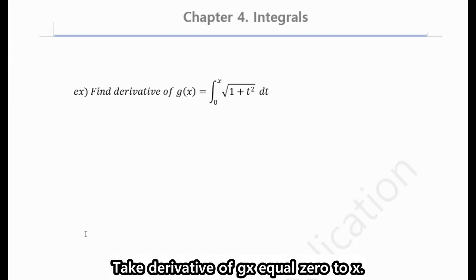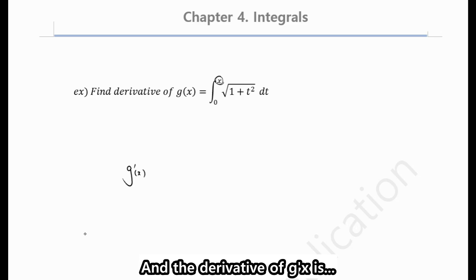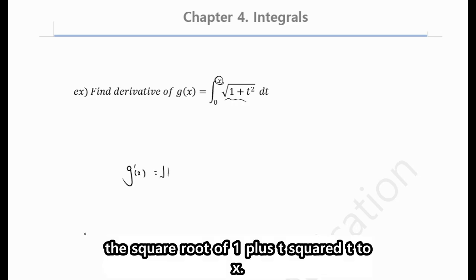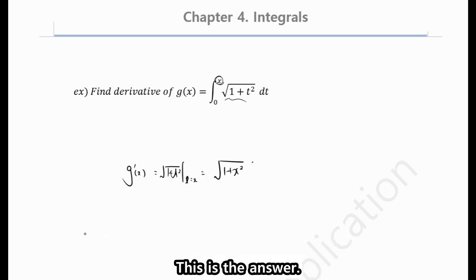So take an example. Take the derivative of g(x) equals the integral from 0 to x of the square root of 1 plus t squared dt. The upper limit must be variable, and the derivative g prime x is the square root of 1 plus x squared. This is the answer. This is f(x), the integrand.